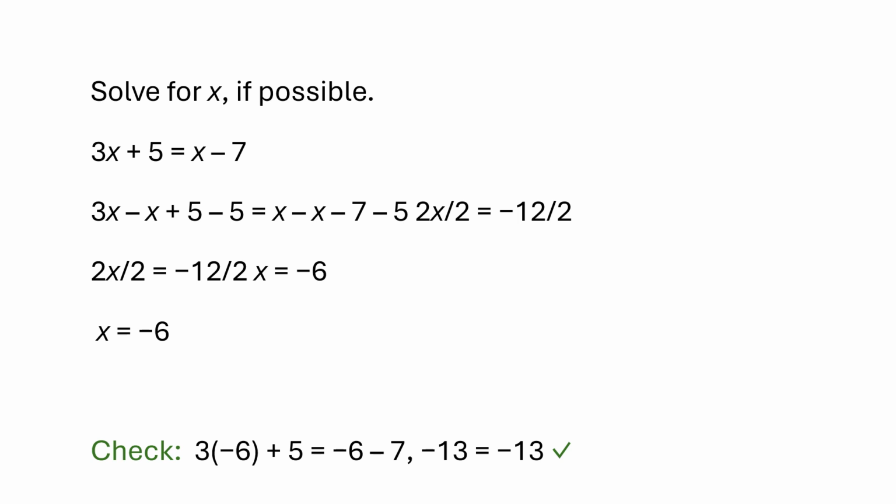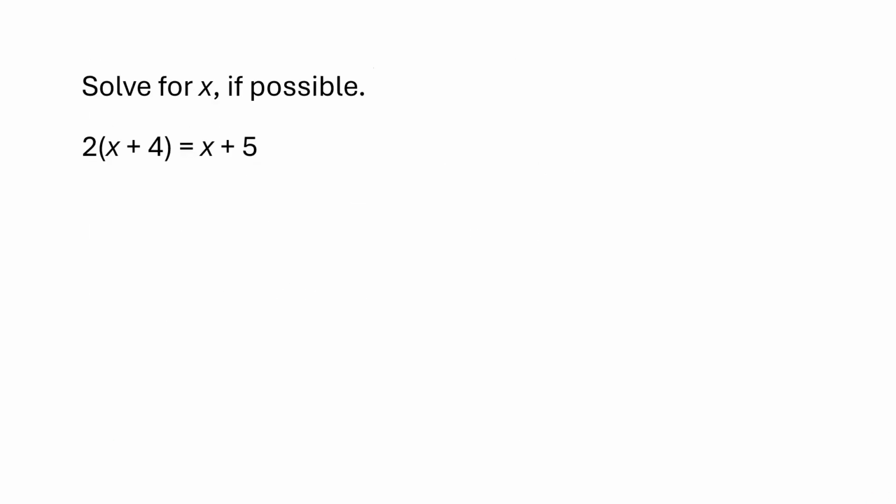Again, we want to make sure, so 3 times -6 plus 5 equals -6 minus 7. So that's -13 equals -13. And this one also checks.